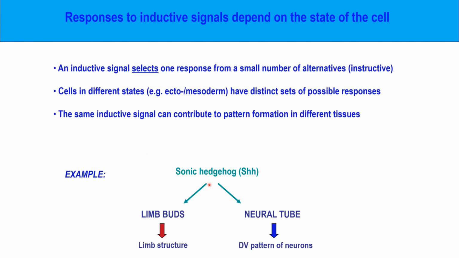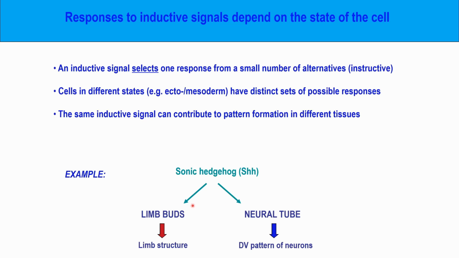So the example given here is sonic hedgehog. When secreted to structures that are determined to become limb buds, this is actually an inductive signal to trigger limb structure development. Whereas if sonic hedgehog is secreted to the neural tube, which is already an ectodermal tissue that has developed in a neural manner, the sonic hedgehog signal will trigger it to pattern its neurons in a dorsal ventral way, right?